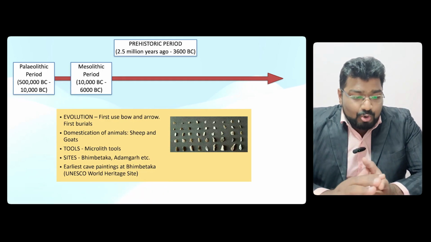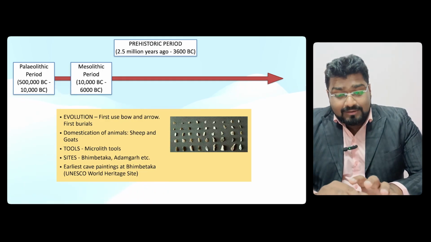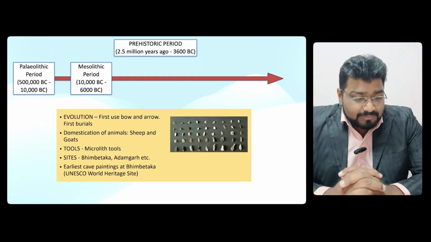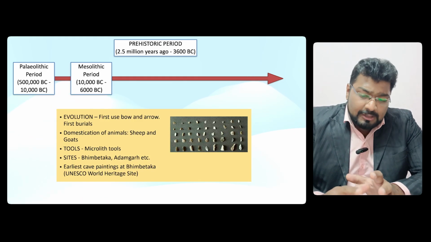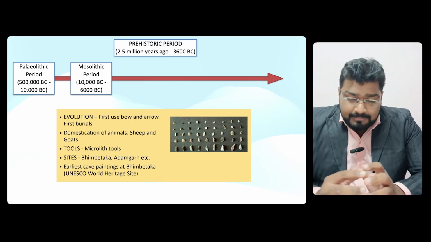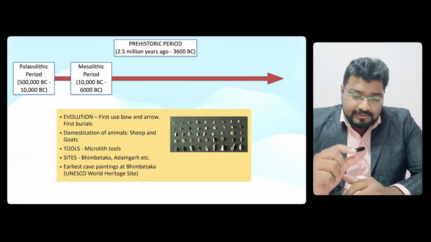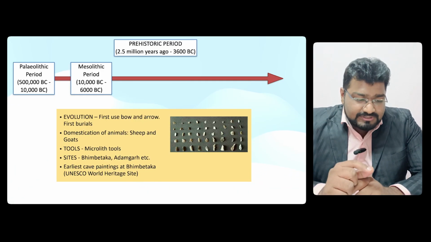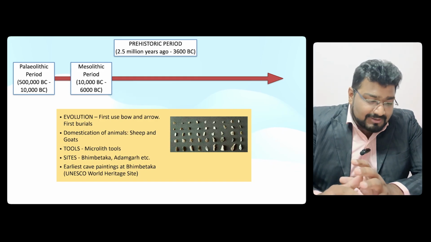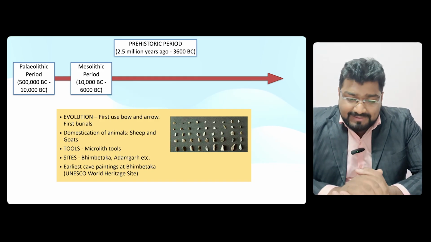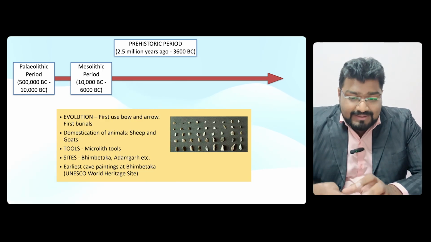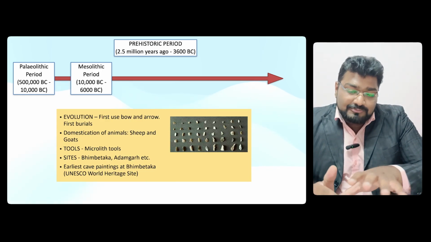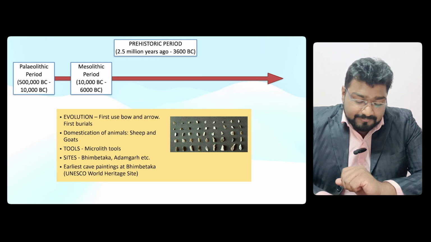First use of bow and arrow and first burials happened in this particular period. In this period, domestication of animals, particularly sheep and goats, was learnt. Tools were microliths. Microliths means very small tools, right? Sites are Bhimbetka, Adamgarh, and the earliest cave painting at Bhimbetka, which is a UNESCO World Heritage Site, is said to be of this particular period.